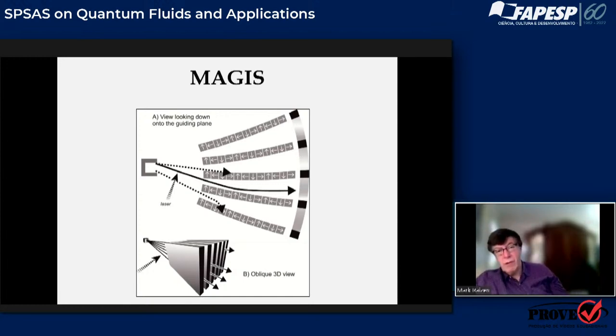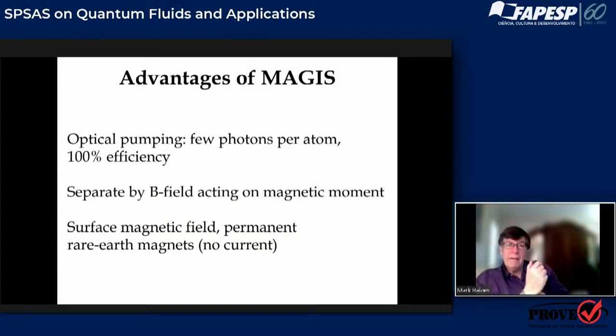By doing such an array, not a single channel, but many channels, we can collect quite efficiently, and at the output, we should have quite pure isotopes. Now, the advantage of this is that we can do this optical pumping with low power semiconductor lasers at an efficiency of a few photons per atom, typically, and we can polarize them with nearly 100% efficiency.